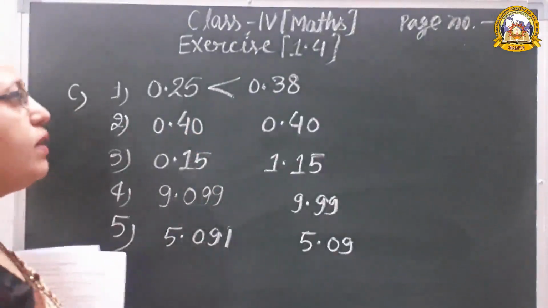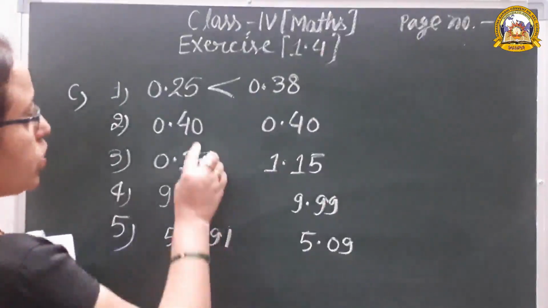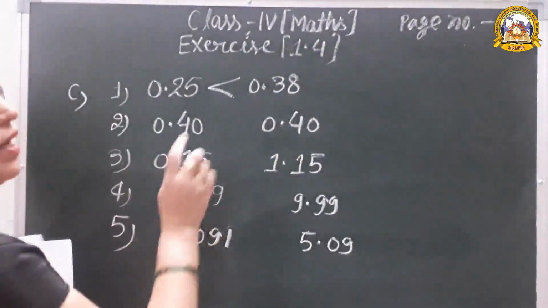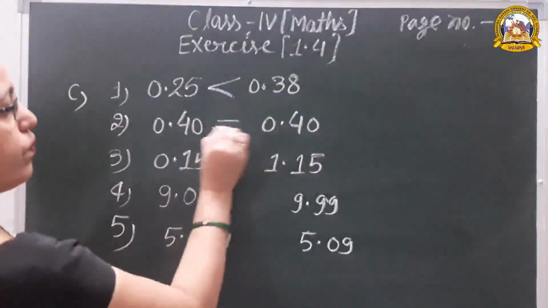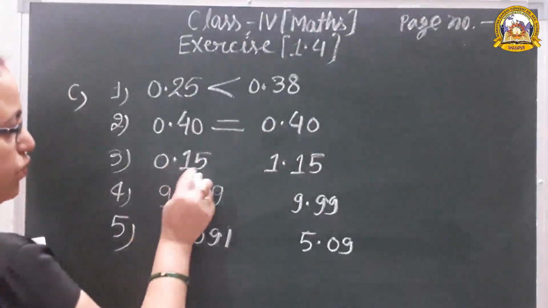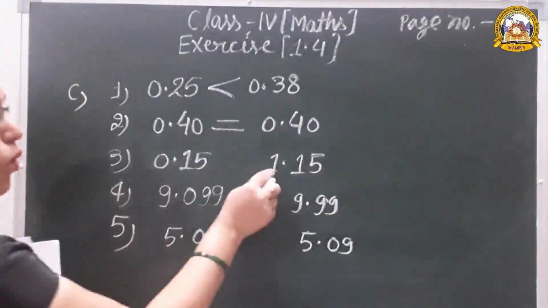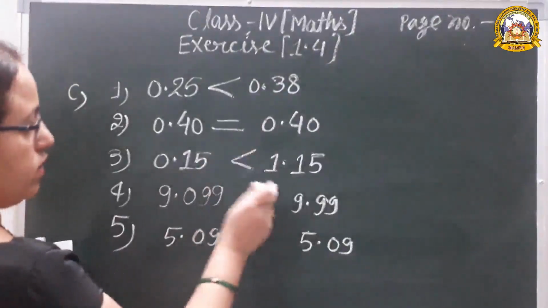हम किसी भी decimal number के end में कितने भी 0 add कर सकते हैं. तो जब हमने यहाँ पे 0 add किया तो ये दोनों like decimal हो गए. Like decimal होने पर अब ये दोनों equal हो गए. Now 0.15, 1.15. Whole part is 0, whole part is 1. So that is why this number is bigger.